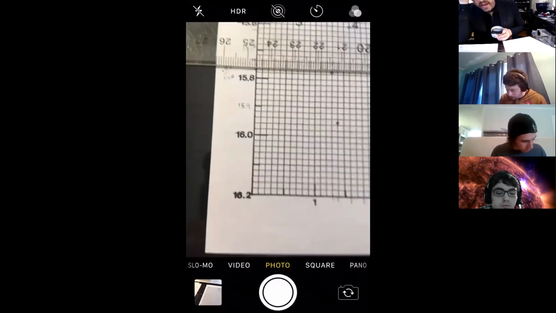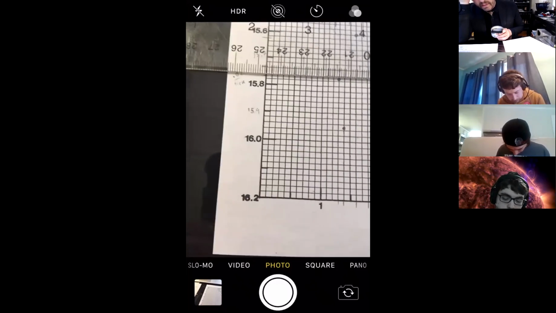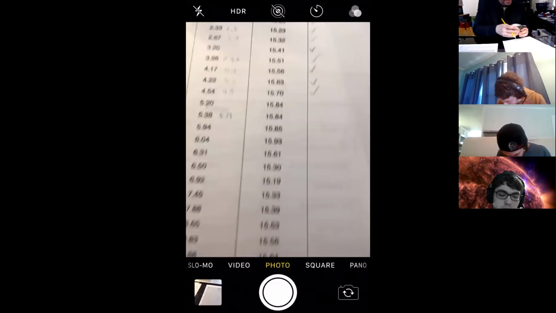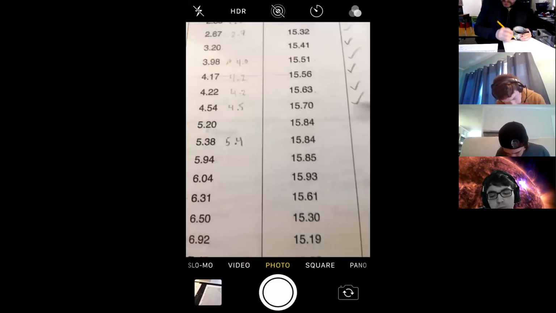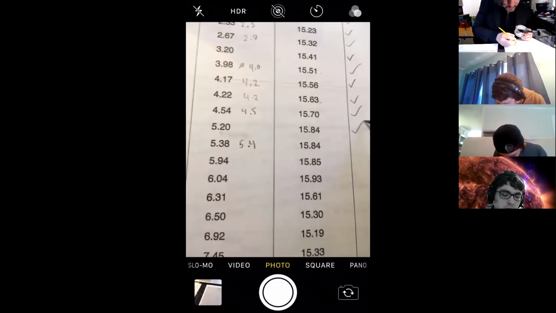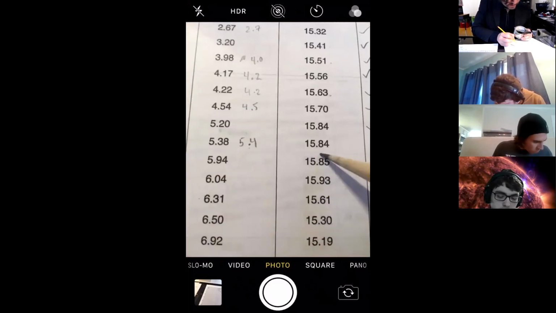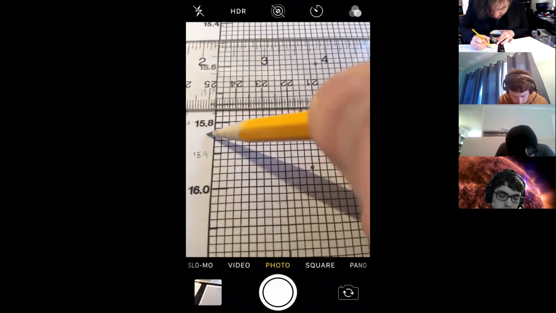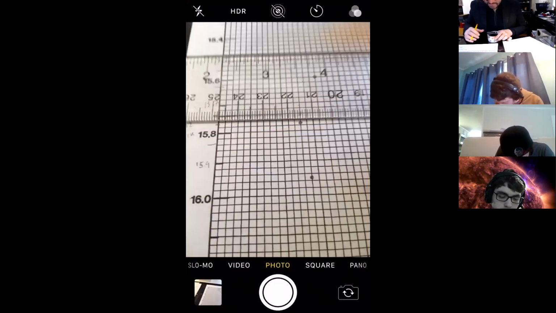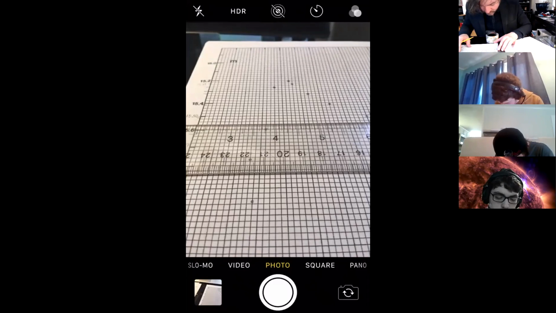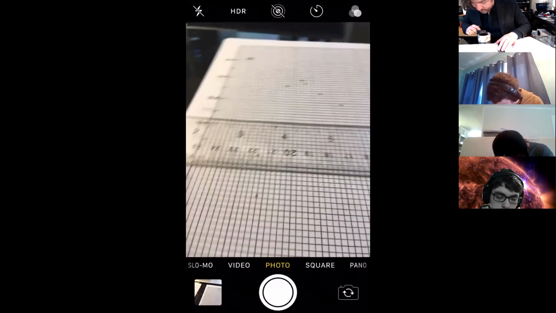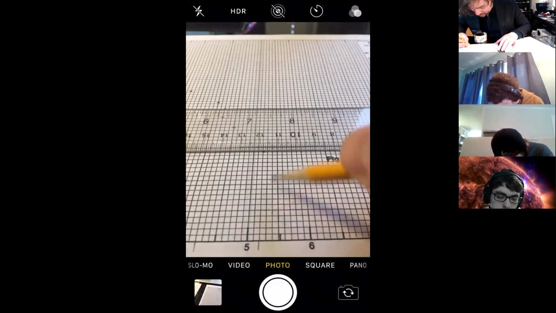I was going to explain it, but then it was going to be more words, more time. You know what I mean? Yeah, no, I get it. I was just double checking. Thank you. So I did this one. Now I'm going to 5.4 and 15.84. So this is 15.84 right there, and that's at 5.4.